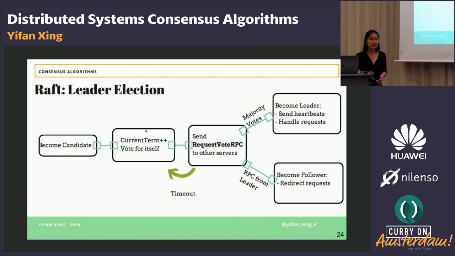And there's this third scenario where neither of those happened. So what happens is that there's a split vote scenario where it didn't get the majority of votes, nor did it receive any heartbeat from other machines. So in that case, the machine will time out after a certain time and re-enter the election state. We're going to look at that specific case later.